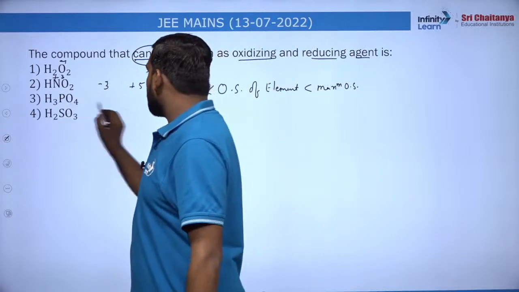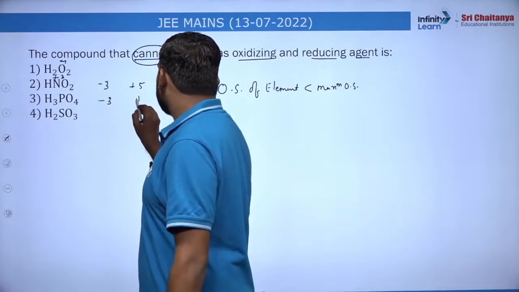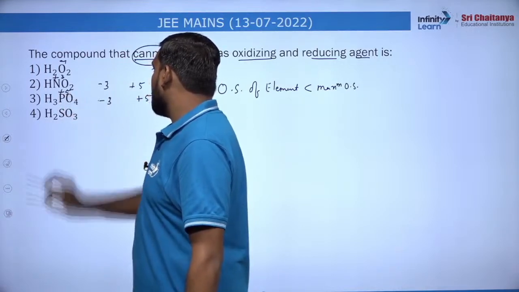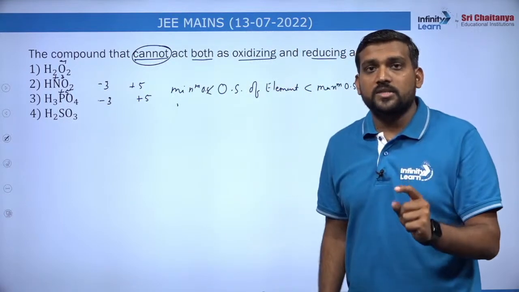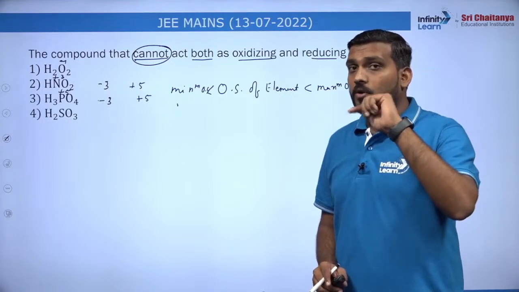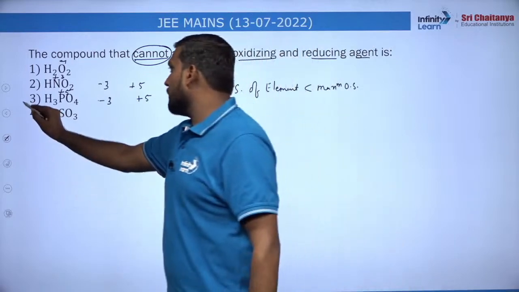Now here the phosphorus has a minimum oxidation state of -3 and maximum oxidation state of +5, and here the phosphorus is present in +5 oxidation state. And if the phosphorus is present in maximum oxidation state, it cannot act as both. It cannot oxidize itself more because it is already present in the maximum oxidation state. So this will be your correct answer.